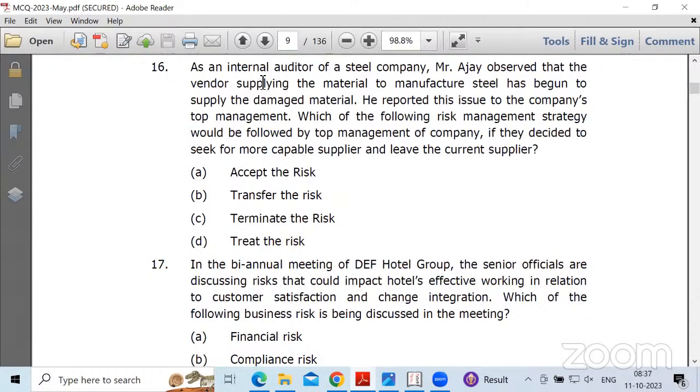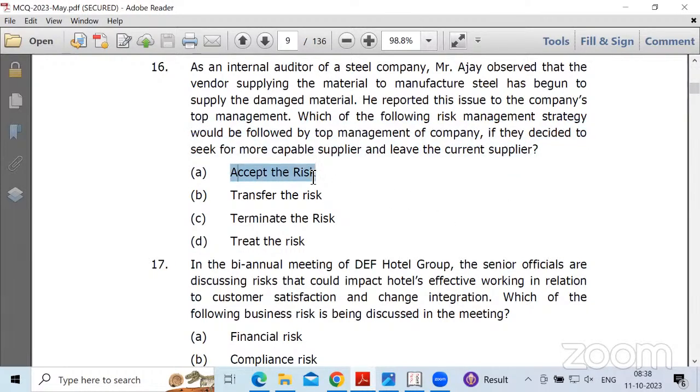As an internal auditor of a steel company, Mr. Ajay observed that the vendor supplying the material to manufacture steel has begun to supply damaged material. He reported this issue to the company's top management. Which of the following risk management strategies would be followed by the top management if they decided to seek a more capable supplier and leave the current supplier? See, the problem is some damaged goods were supplied, therefore they are trying to go to another vendor. So how to manage this?